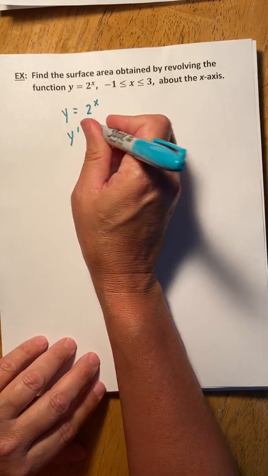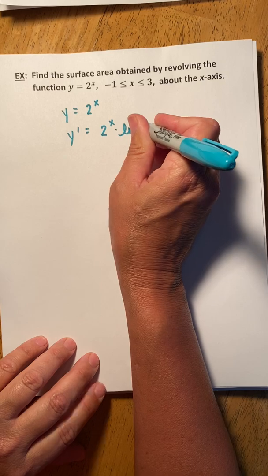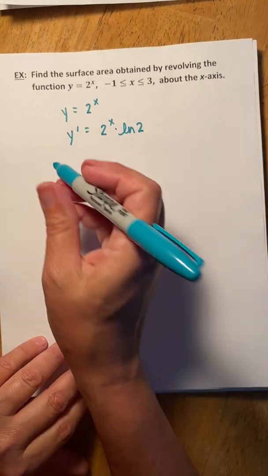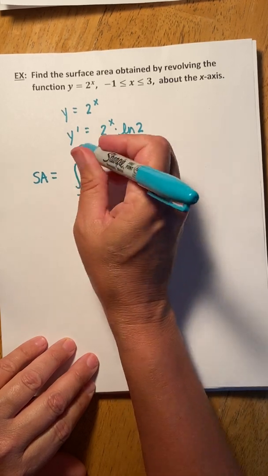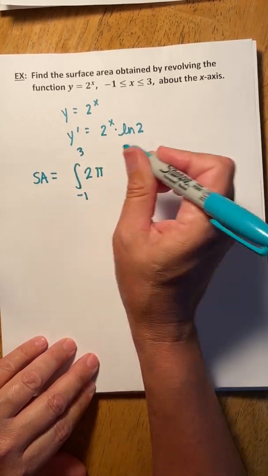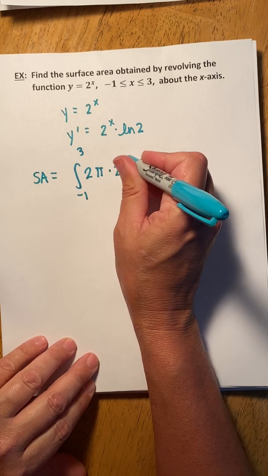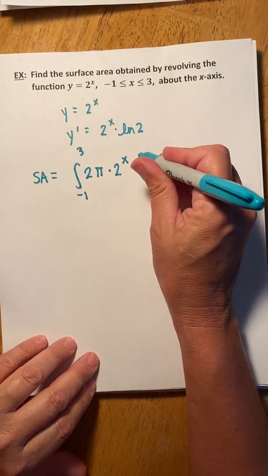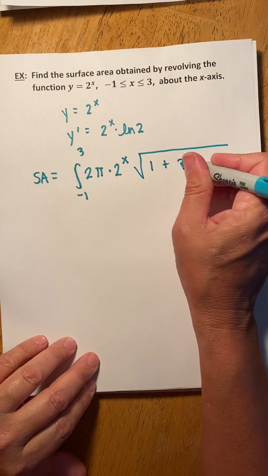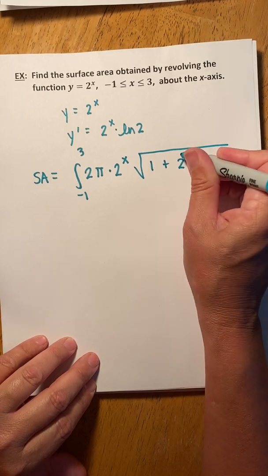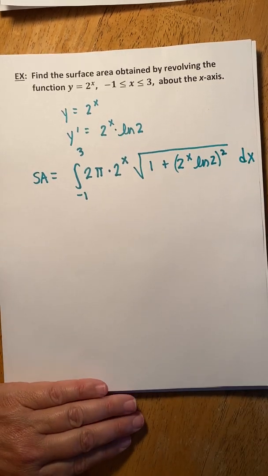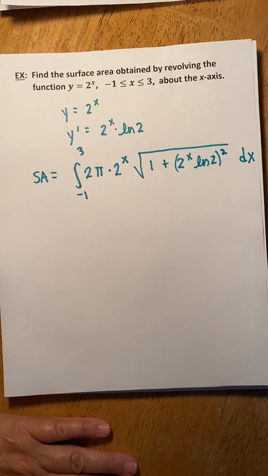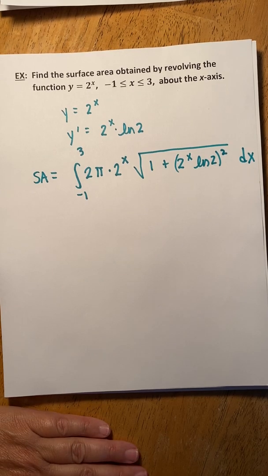So the derivative is going to be 2 to the x times the natural log of 2. Remember the derivative of exponential functions. So the surface area is now going to be found by integrating from negative 1 to 3, 2 pi, my original function 2 to the x, and then the square root of 1 plus (2 to the x times the natural log of 2) quantity squared, dx. All right, now kids, this would take me forever to do out, but I am just going to give you a little bit of guidance on how we would integrate this.